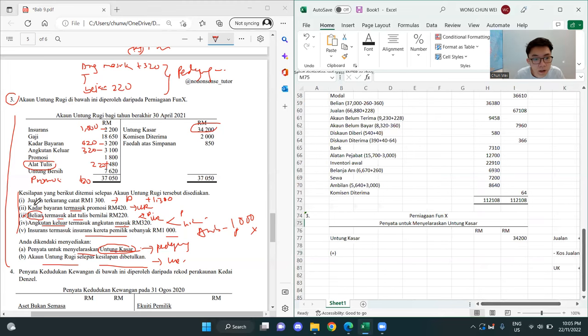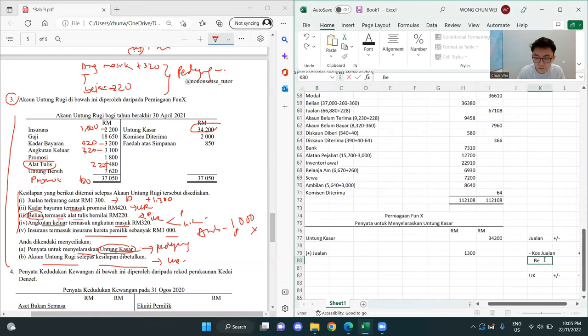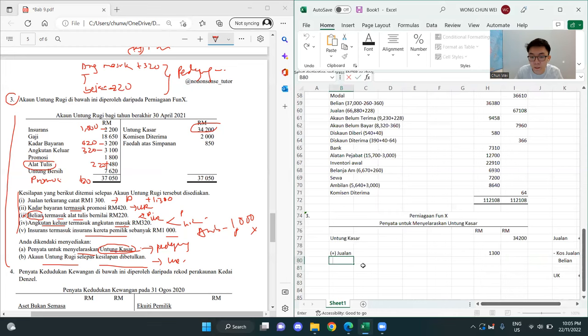Okay, so now, if my jualan terkurang, so I add back my jualan mah, right? So you have to add back your jualan. How much? 1,300. Okay? And then for my belian. Tadi belian termasuk alat tulis 220. So I say I have to minus 220 out from my belian. Correct or not? So if I want to minus my belian, where is my belian sitting at? My belian is under my cost jualan. So if my belian want to berkurang, minus, what happened? So minus, minus becomes plus. So therefore, if my belian berkurang, my untung kasar akan bertambah. That's why here I have to add belian of the 220 ringgit. You get what I mean?